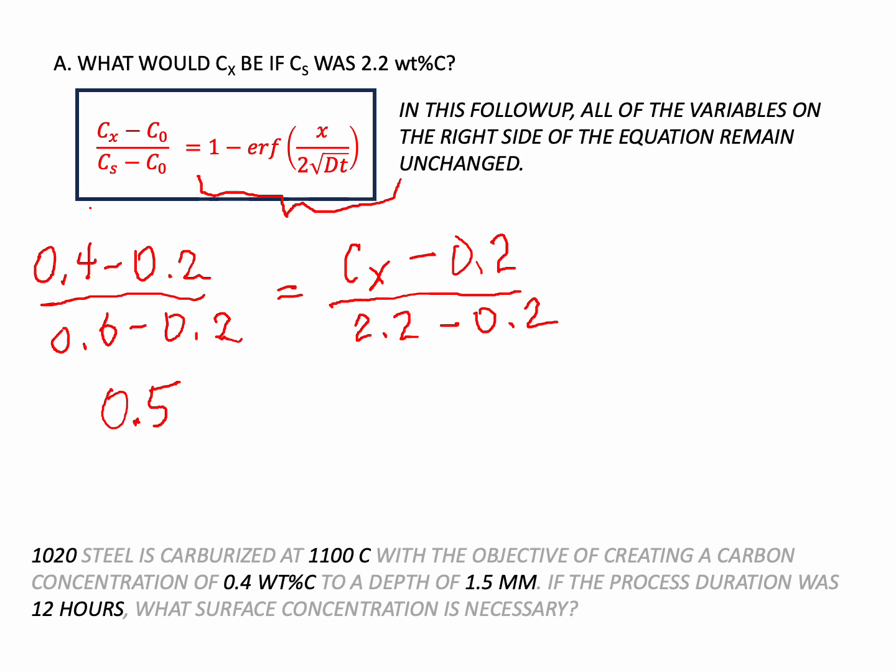And I can just figure out c sub x by taking 0.5, multiplying it by 2.2 minus 0.2, or 2. So that gives me 1. And that's equal to c sub x minus 0.2. So I have that 1 is equal to c sub x minus 0.2. So my c sub x value under these circumstances will be 1.2.